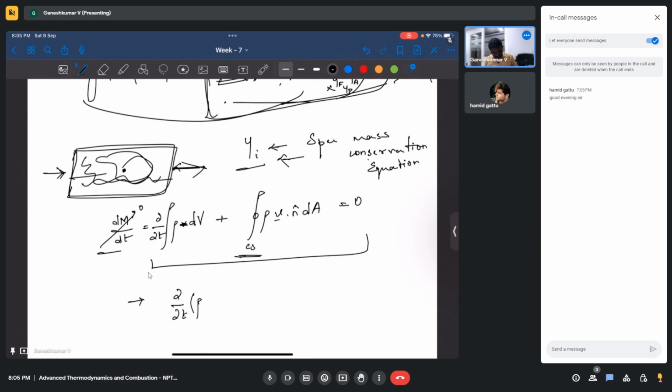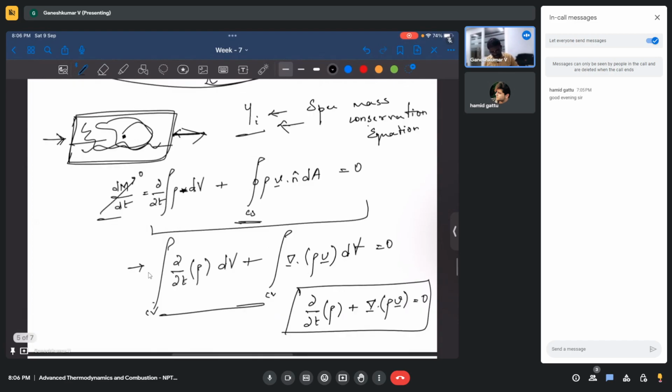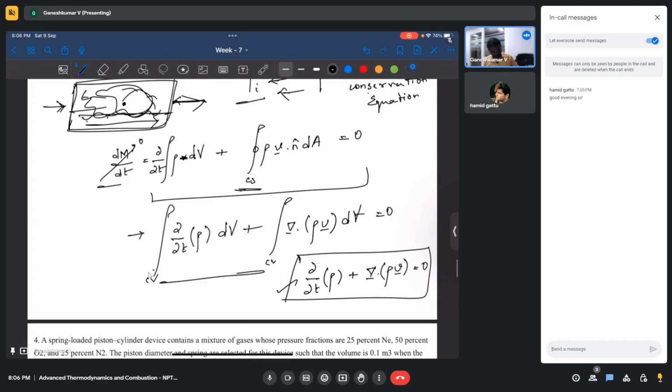into ρ dV, and then you apply the Gauss divergence theorem, so that this becomes a control volume integral. This is also a volume integral, this is also a volume integral. So this becomes the divergence of ρv dV equal to 0. Now this is over the whole control volume, which is 0, so you can take it out, and this will be your mass conservation equation. This you can apply inside everywhere. Everywhere this mass conservation equation has to be satisfied.